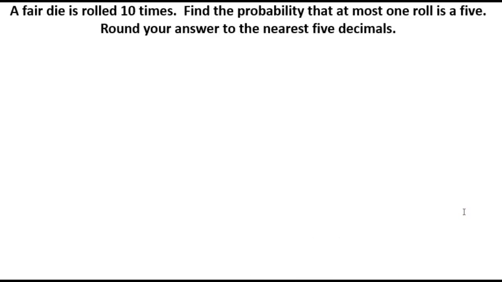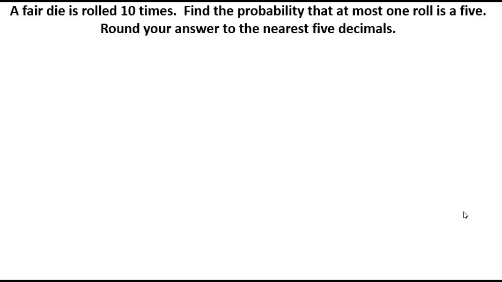All right, now I want you to try one. And this one's similar to the previous ones, only it's a little bit different. If your die is rolled 10 times, find the probability that at most one roll is a 5. So we're not asking to find the probability of exactly one, but we're saying at most one. So we need to determine what we're talking about here. At most one roll is a 5. So at most, one roll is a 5, that's fine. 2 rolls cannot, that doesn't work.